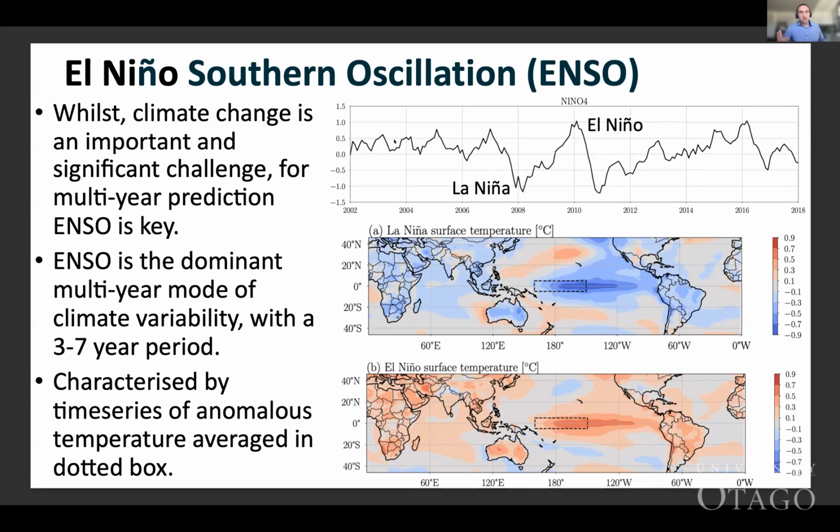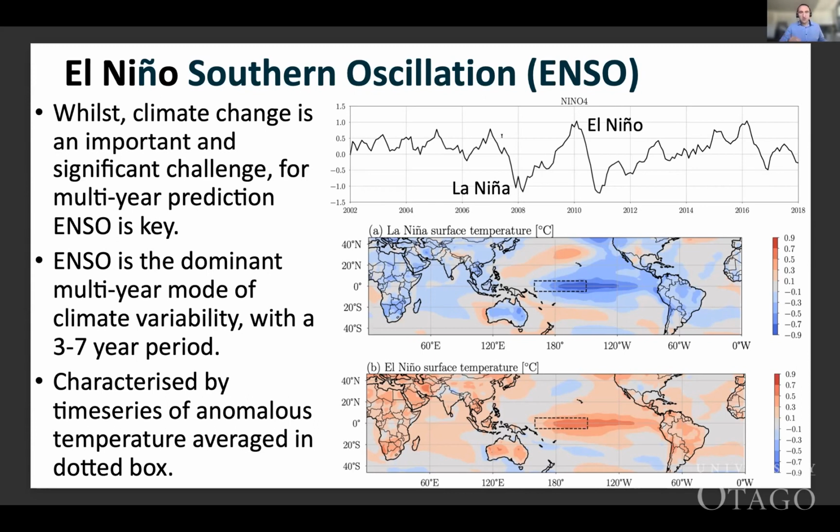If this time series is positive, they're El Nino conditions. If it's negative, they're La Nina conditions. The larger the magnitude of the time series, the stronger the event. So here in 2008, this is a strong La Nina period. 2010, it's a strong El Nino period.